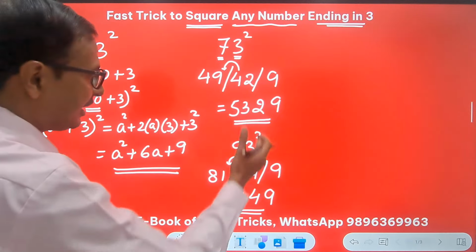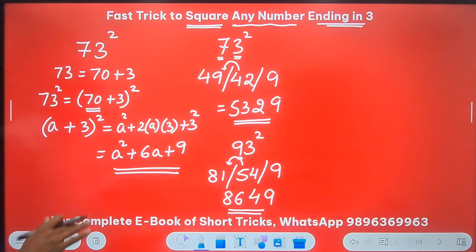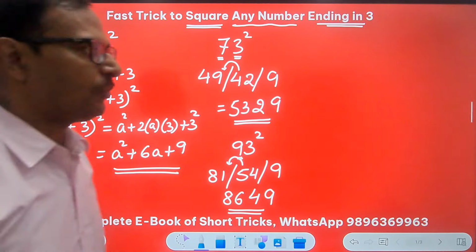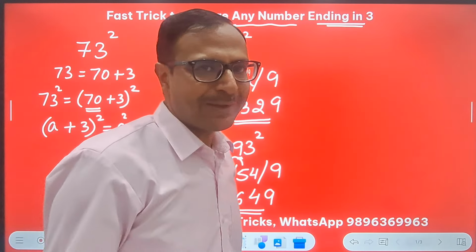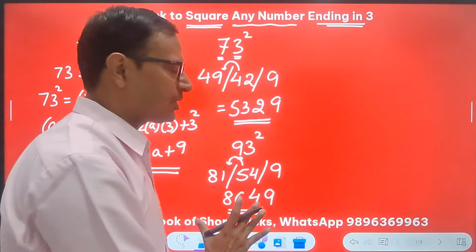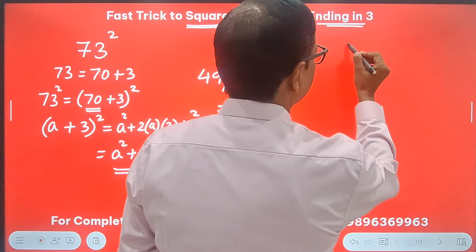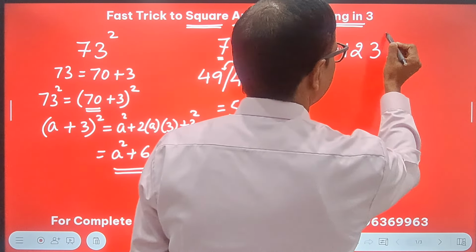So where am I getting these steps from? I am getting these steps through a logic. So in mathematics there is a logic for everything, and nothing works without any reason. So let's see, can we apply this trick to square 3-digit numbers ending in 3, like 123 square.